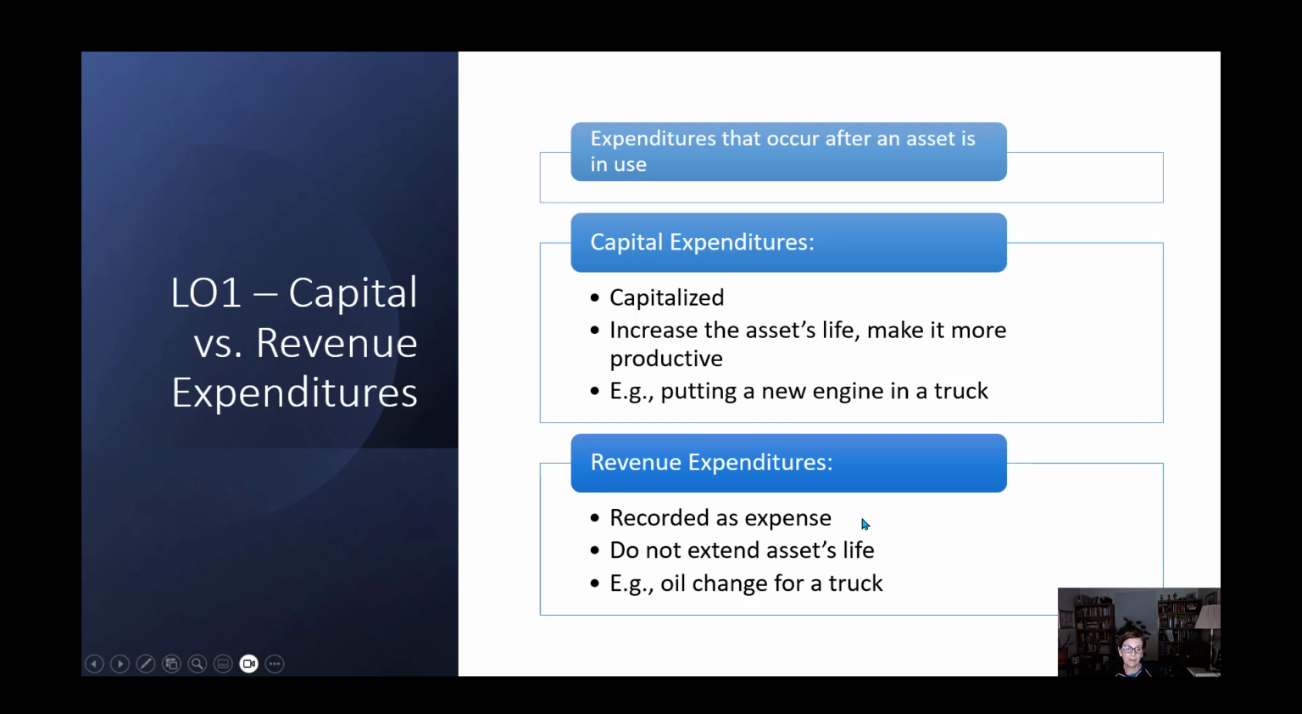Contrast that with doing an oil change on a truck. That's not going to extend the asset's life, and so that would be recorded as an expense, like a repairs and maintenance expense.